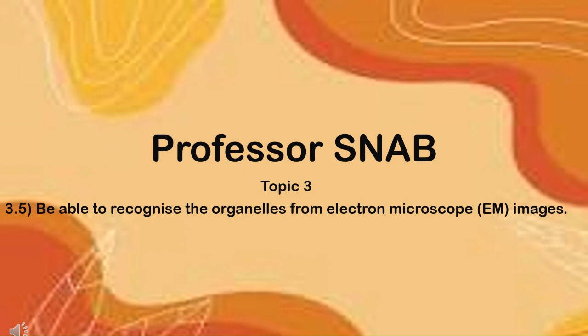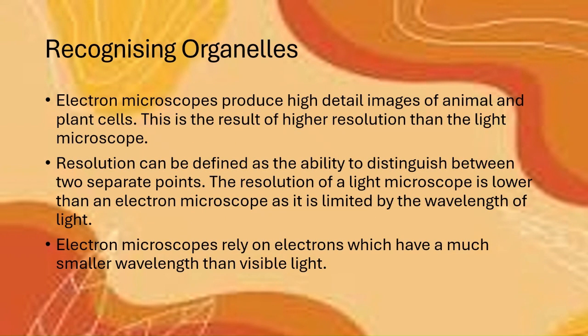So today we're looking at being able to recognize the organelles from electron microscope images. Electron microscopes produce high detail images of animal and plant cells, and this is the result of higher resolution than the light microscope. Resolution can be defined as the ability to distinguish between two separate points. The resolution of a light microscope is lower than an electron microscope, as it is limited by the wavelength of light. Electron microscopes rely on electrons, which have a much smaller wavelength than visible light.